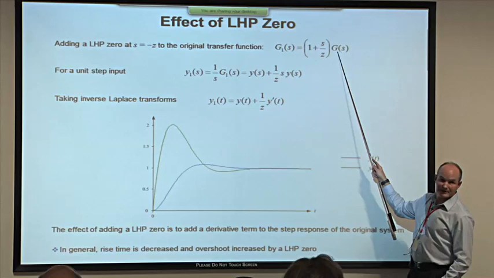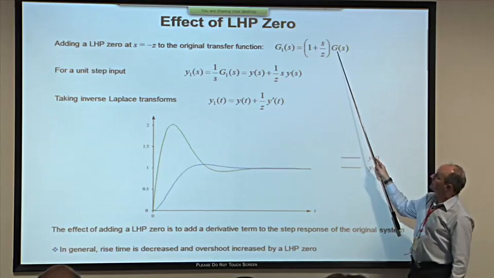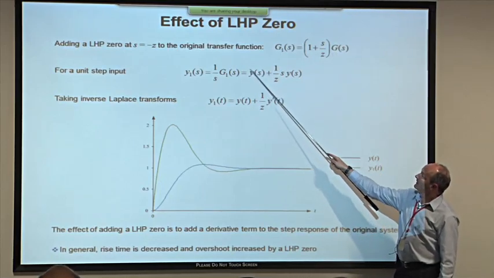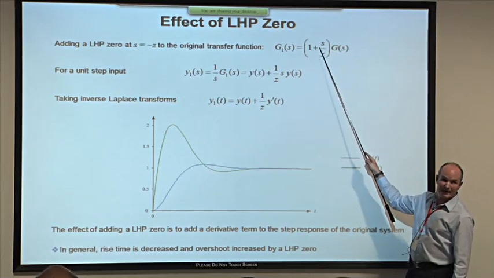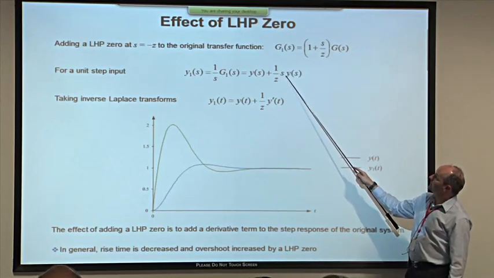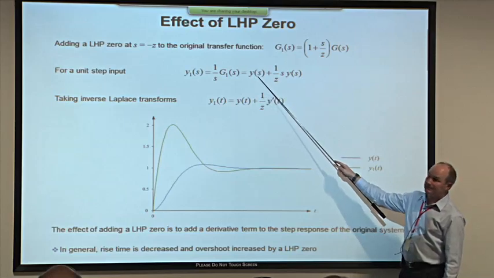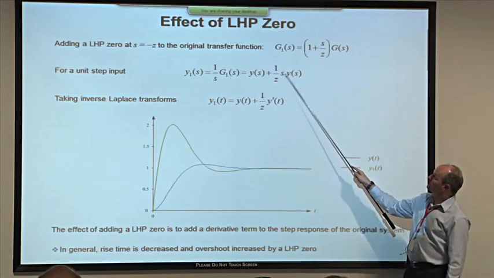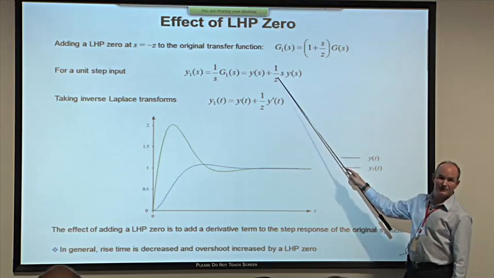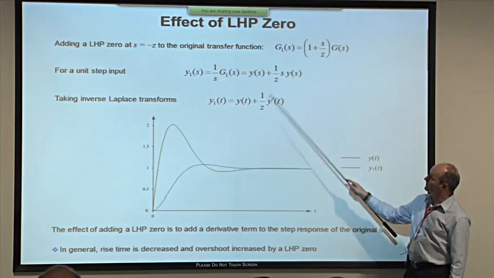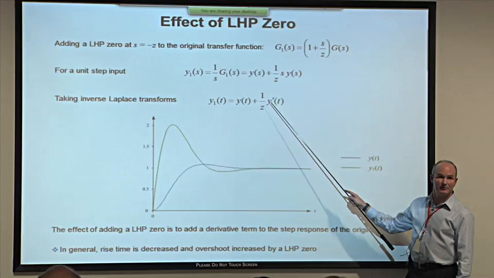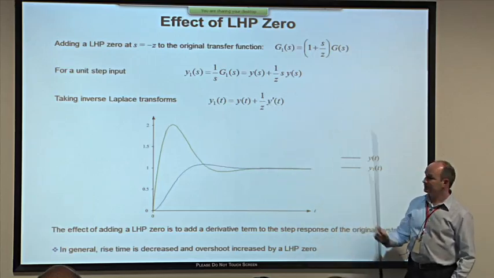Now, I know what g of s is because I just looked at it, and therefore I know what its output will be for a unit step input. There it is. And therefore, what effect does this have? Well, expand this out, you'll find that the Laplace transform of the output is the original output, step response, plus 1 over z times s times that original 1. Well, a factor of s implies that we're differentiating the response. So the time response is going to be the original step response plus 1 over z times its slope. That's the effect of a left half plane 0.